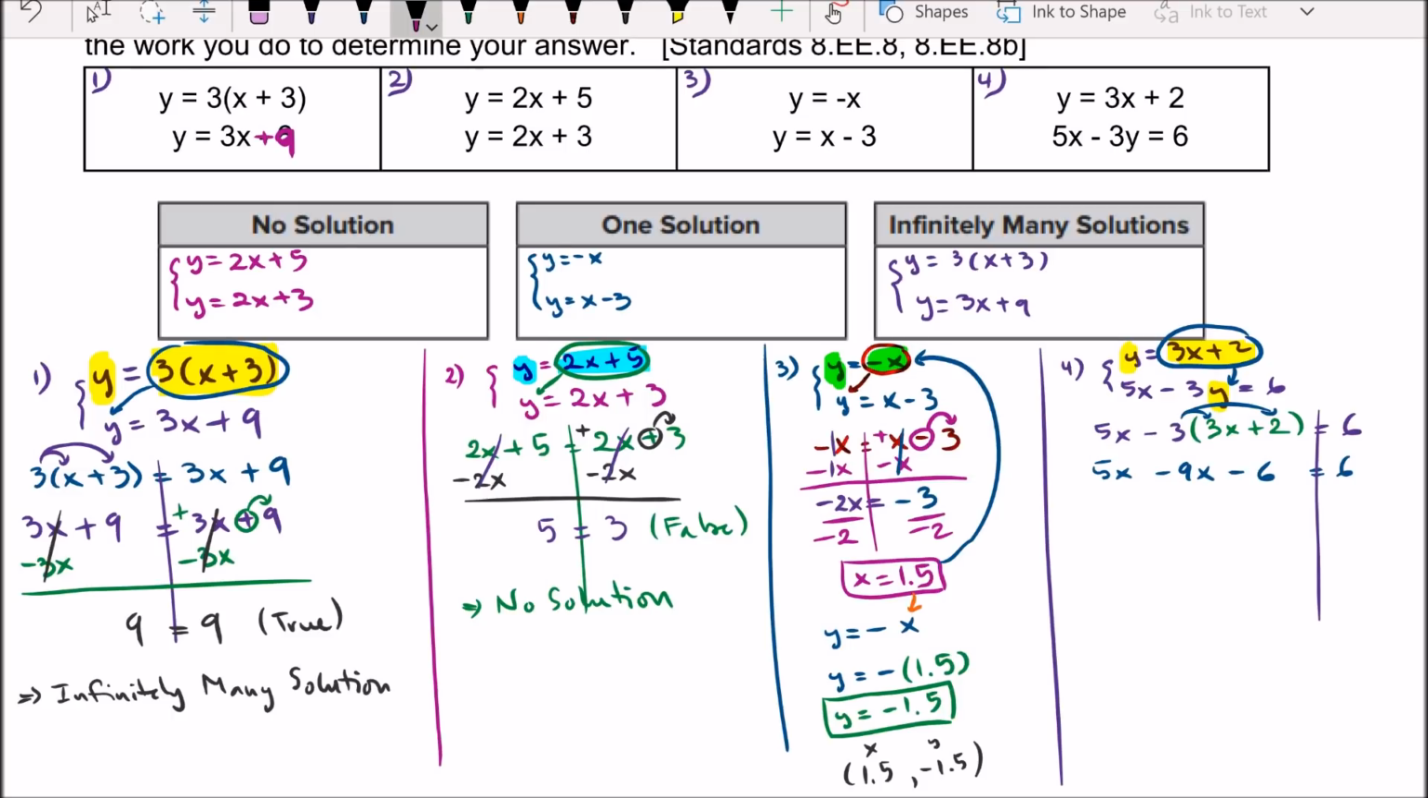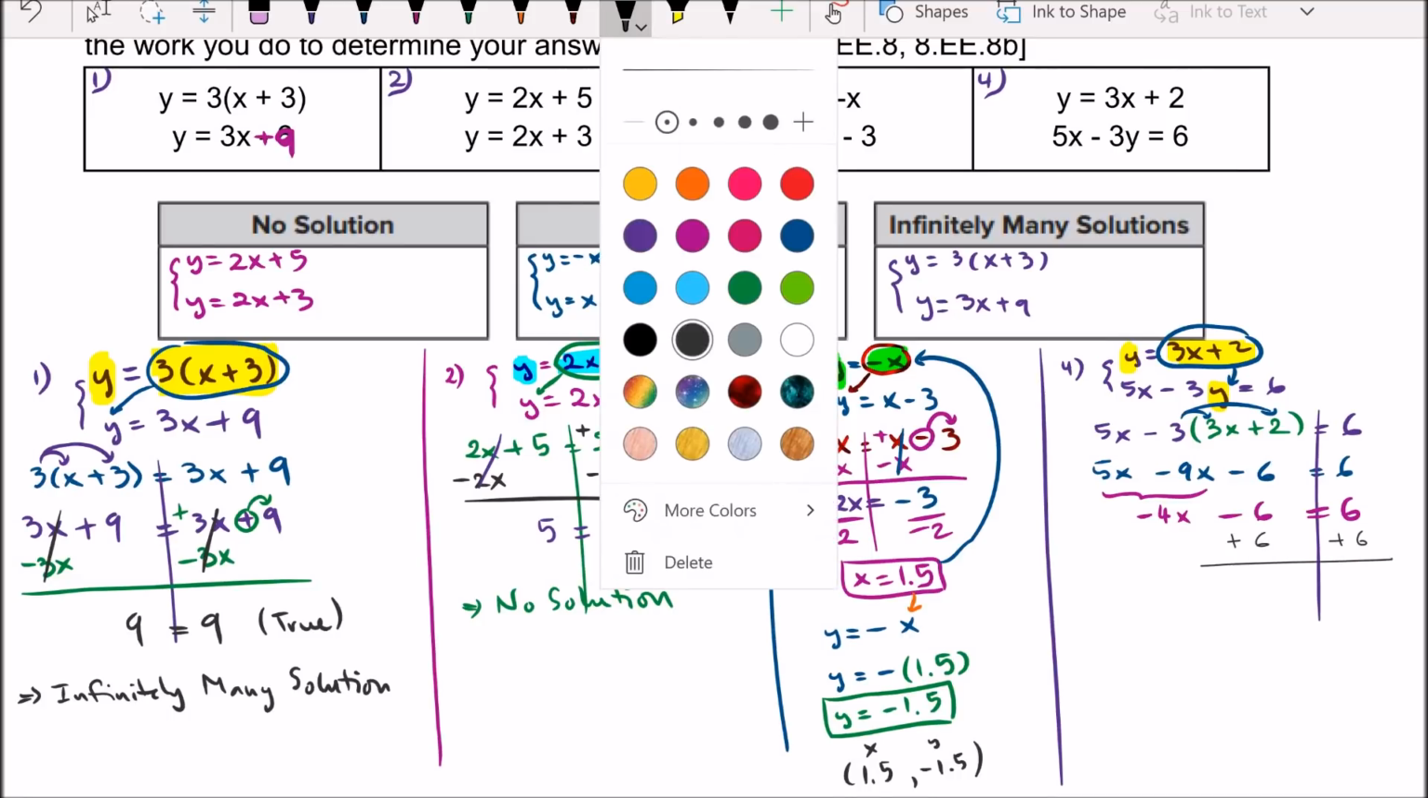Don't freak out yet. Look around to see which ones are like terms. We're going to combine the like terms. So 5x minus 9x will give you 4x, but since 9 is the bigger number and it's negative, the answer should be negative 4x. Okay, then we bring down negative 6 and 6. To get x by itself, you're going to add 6 on both sides to isolate the x.